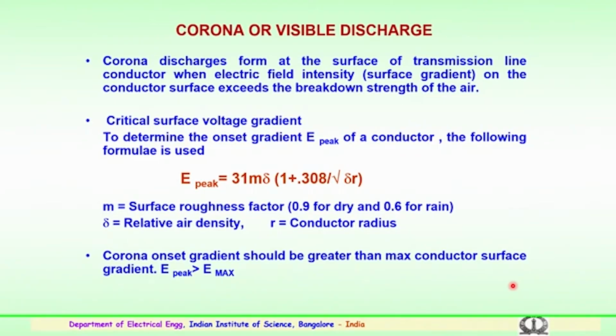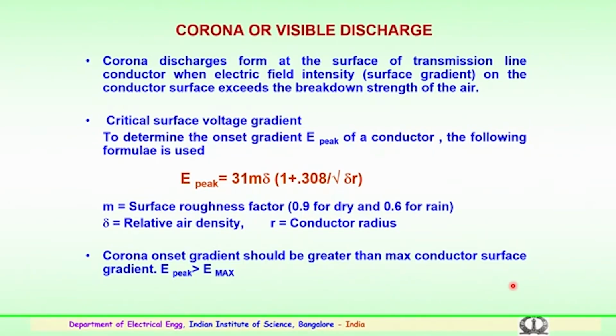So, corona discharges form at the surface of a transmission line conductor when the electric field intensity, that is the surface gradient on the conductor surface, exceeds the breakdown strength of air. So, these discharges should be contained by the smoothing of the conductor, so that the critical surface voltage gradient should not exceed a particular value which is specified.